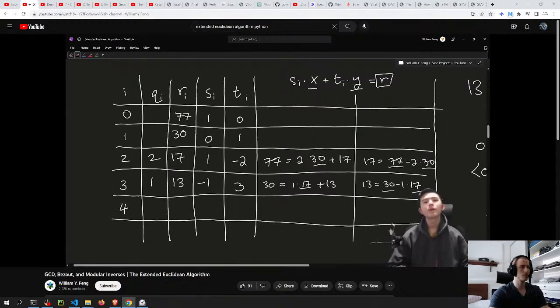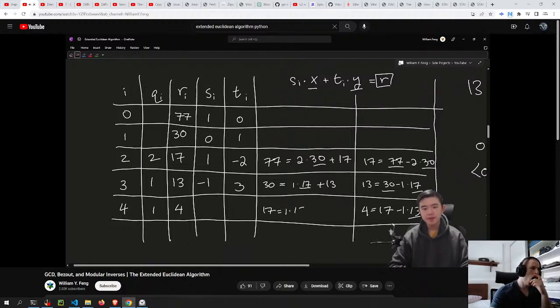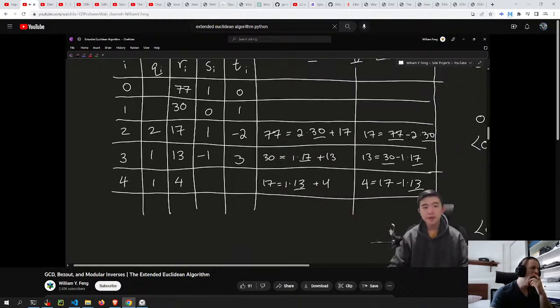Now for step 4, we can generalize what we had in the previous steps. Again, we take the previous two remainders, 17 and 13. 17 divided by 13 is 1 with a remainder of 4. So 4 is equal to 17 minus 1 times 13, and the original equation on the left was 17 equals 1 times 13 plus 4. Great. So now we take those vector products again.